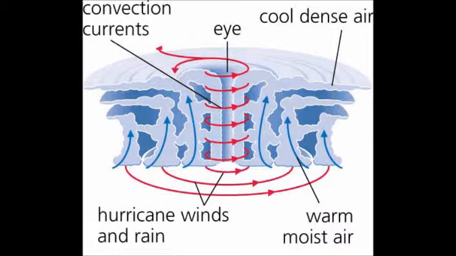Between the bands of thunderstorms is a relatively calm diameter of approximately 30 miles in which air is descending from the troposphere. The average cyclone is approximately 100 miles in diameter.